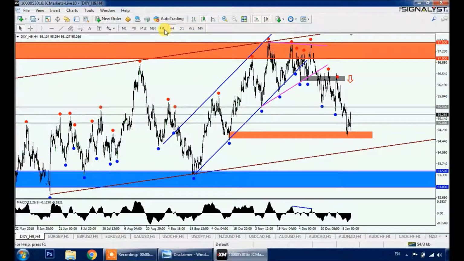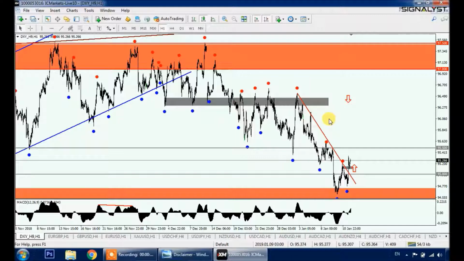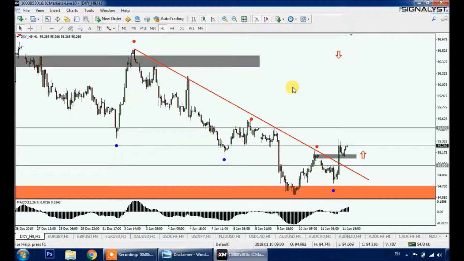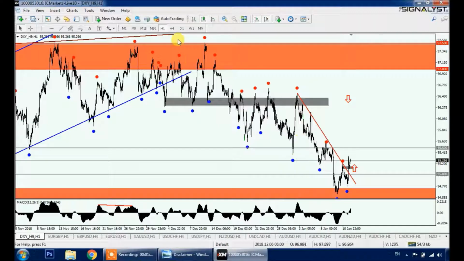And if we zoom into the H1 time frame, we can see that we have an objective trend line here in red, which is already broken here with a big momentum candle. So now I'm personally waiting for this level, 95.5, and if it's broken upward, then we can see the DXY pushing higher and higher, because this level is a minor rejection level, as you can see here.